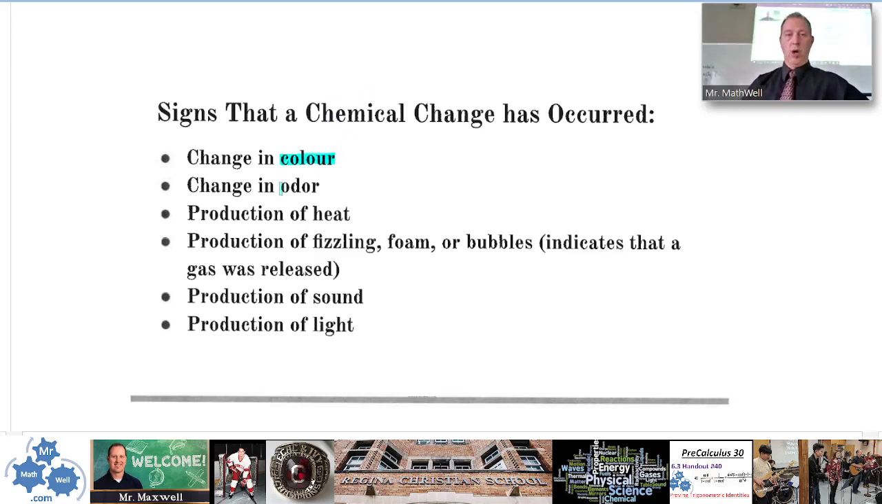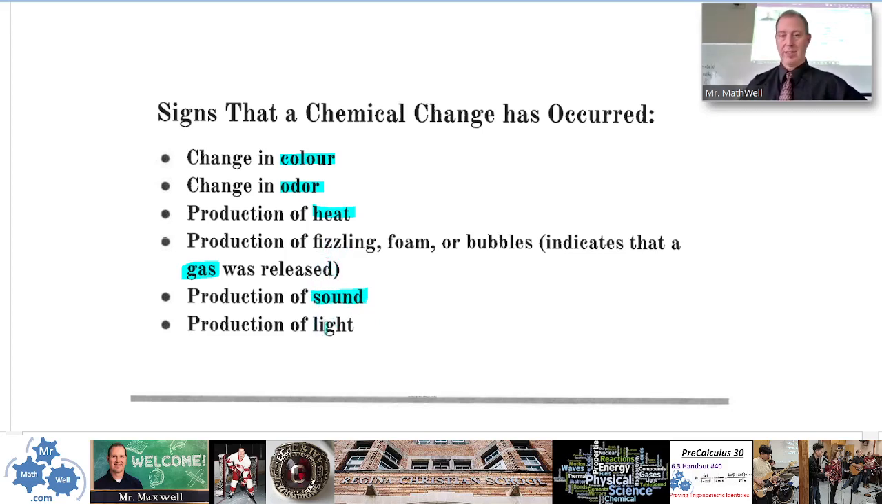Change in odor or smell, production of heat, as in burning the log, even the smell, right? The smell of the fire. Color, the log is changing. Production of a fizzling kind of sound or foam or bubbles indicates that possibly a gas has been released. So if there's a gas that's been released, that is a chemical change, for sure. Production of sound. Now again, not every time when you see these things is this a chemical change, but lots of times this is a good clue that a chemical change has happened.